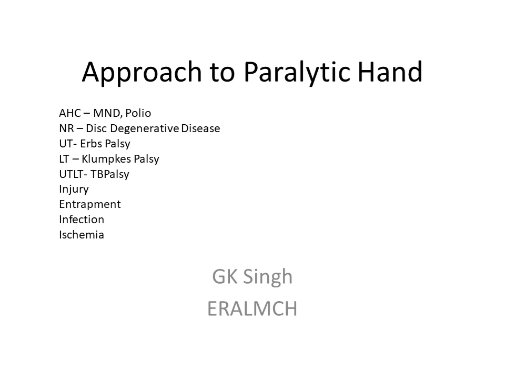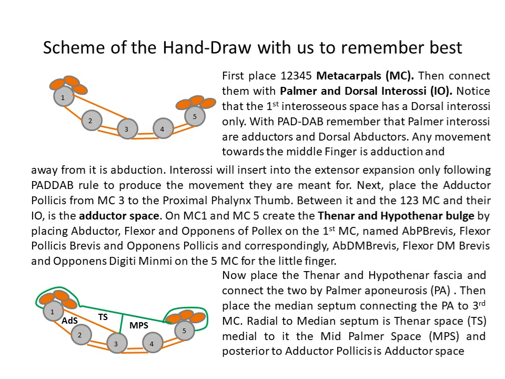Now let us study the scheme of the hand. So first place the 1, 2, 3, 4, 5 metacarpals, then connect them with palmar and dorsal interossei. Notice that the first interossei space has a dorsal interossei only. With PAD DAB, remember that palmar interossei are adductors and dorsal interossei are abductors. Any movement towards the middle finger is adduction and away from the middle finger is abduction.